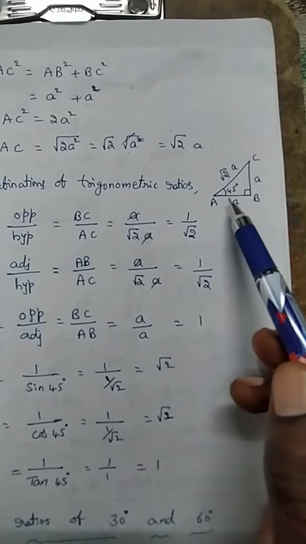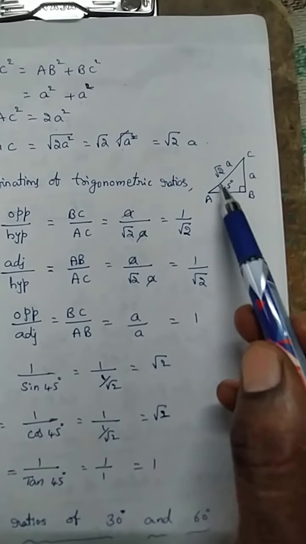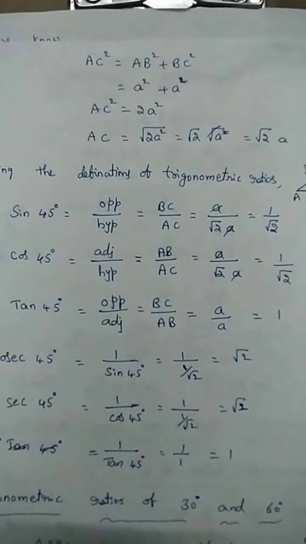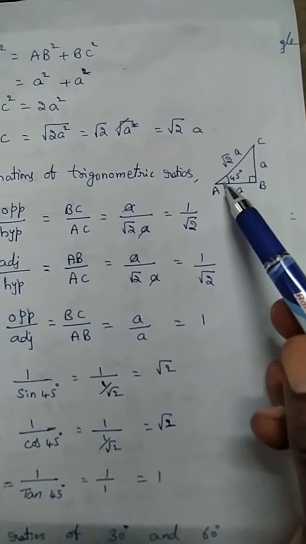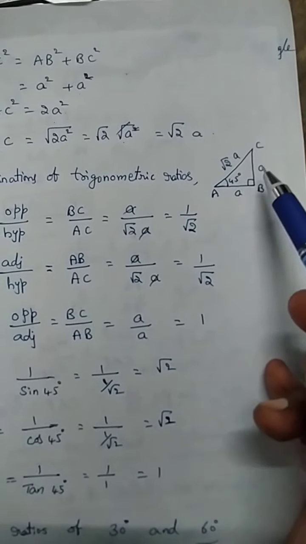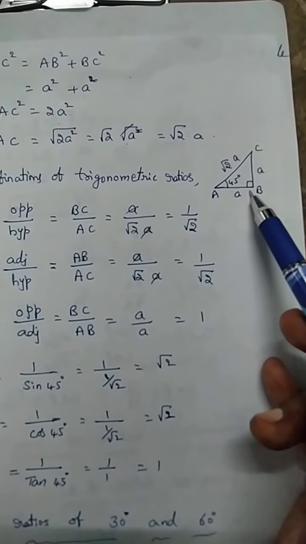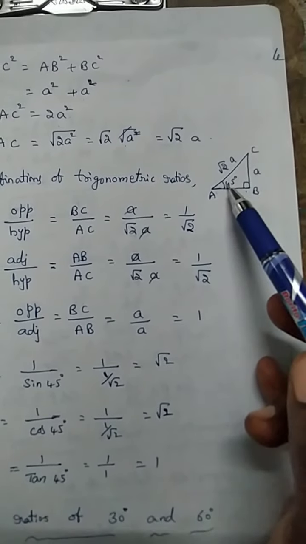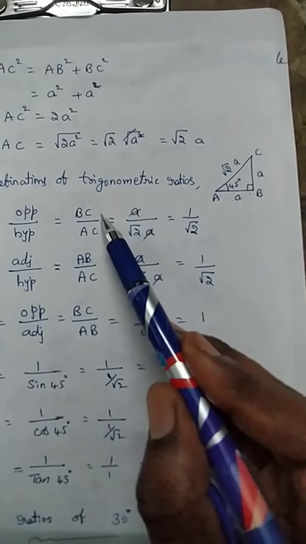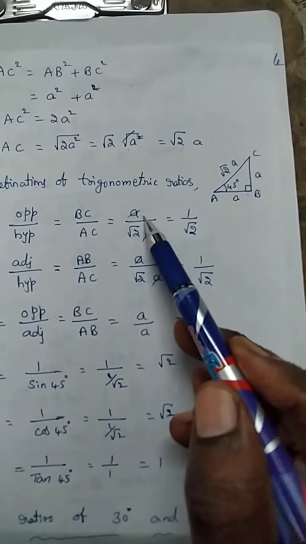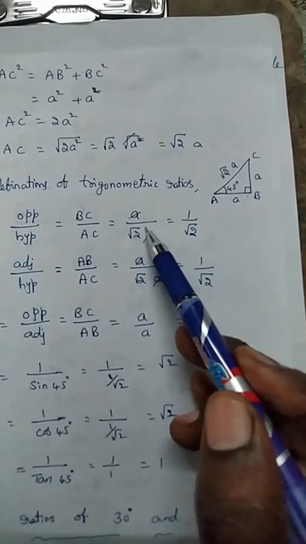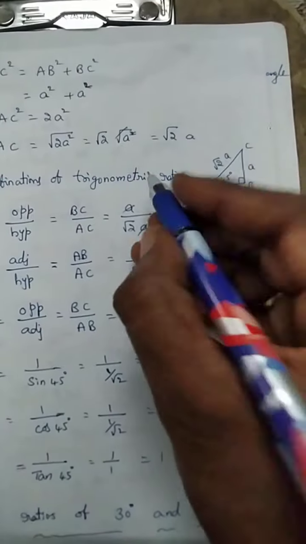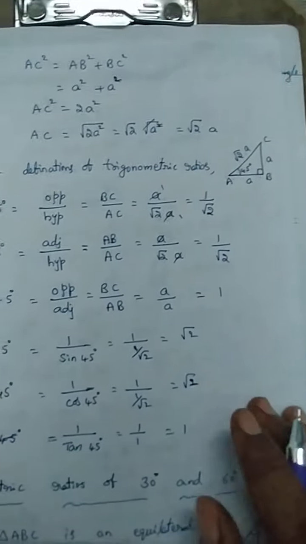So now we'll write the values of the trigonometric ratios for 45 degrees. Using the definitions of the trigonometric ratios, sine 45 degrees, where angle A is 45. For this 45, the sine formula means opposite side by hypotenuse. What is the opposite side for this? BC. The hypotenuse is AC. That means BC by AC. What is the BC measure? A, by the AC measure root 2A. The A's cancel, the numerator balance is only 1 by root 2. So 1 by root 2.